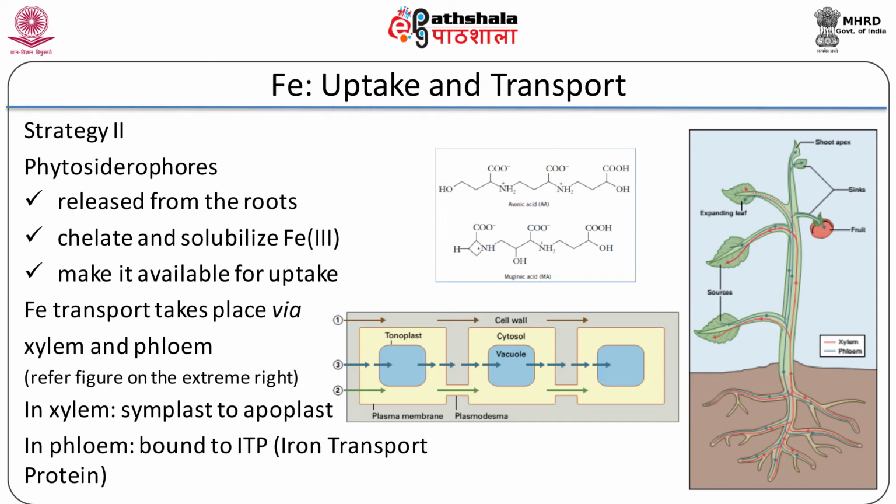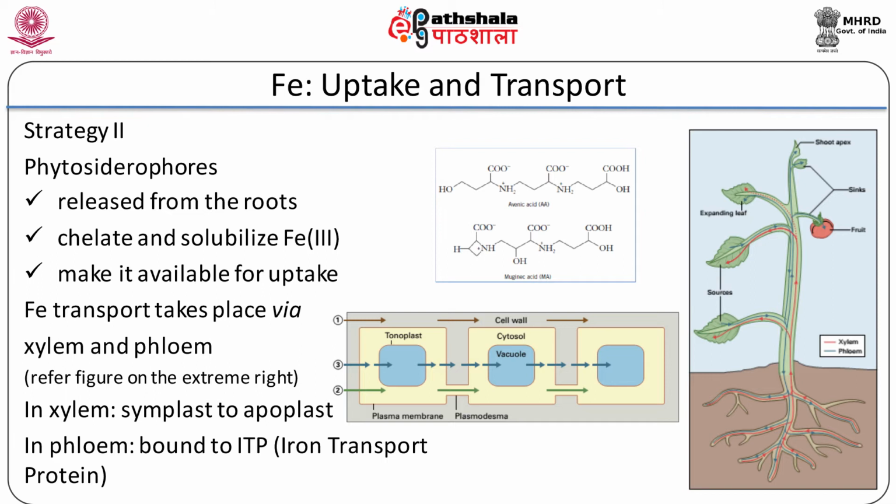Graminaceous species are less susceptible to iron deficiency than dicots. Grasses differ in the response as they do not increase H+ excretion or ferric chelate reductase activity. They release non-protein amino acids called phytosiderophores from their roots that chelate ferric iron and solubilize it.